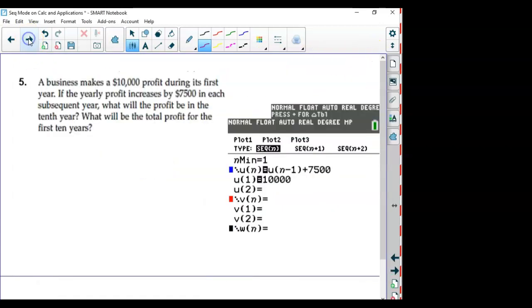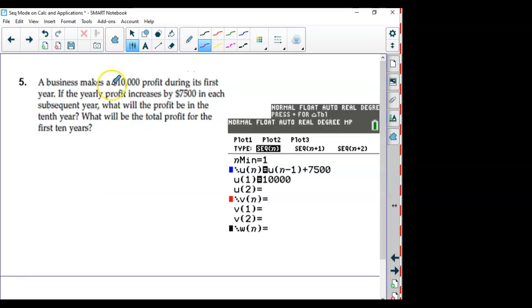All right. The next question says a business makes $10,000 profit during its first year. If the yearly profit increases by $750 in each subsequent year, what will the profit be in the 10th year? I don't think that's a calculator mode question in my mind. What kind of sequence is that? Increasing by $750. It's arithmetic.